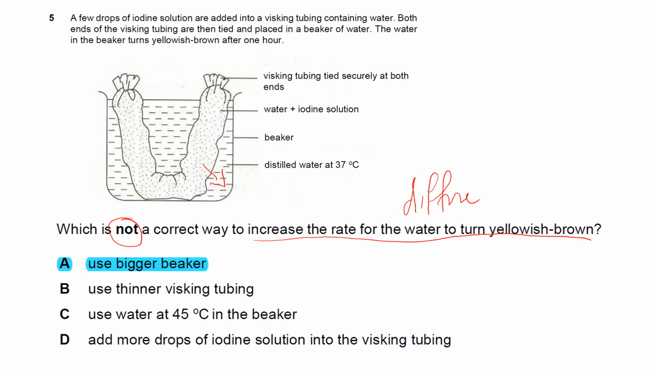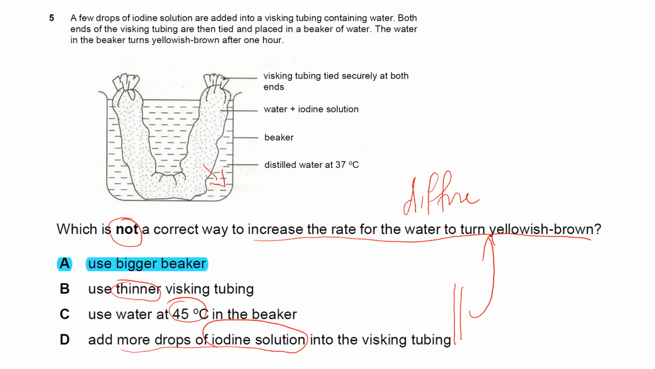Okay, for B, if I use a thinner whisking tubing, it will increase diffusion because the diffusion distance decreases. If I use a higher temperature, it will increase diffusion because the higher the temperature, the faster the movement. If I add more drops of iodine solution, it will increase diffusion because I will increase the concentration gradient between the whisking tubing and the beaker. So these three are all legit because they can all increase diffusion rate. Using a bigger beaker does not.